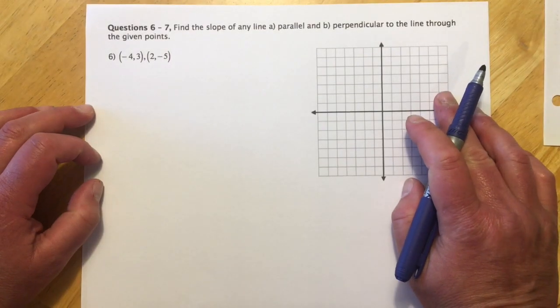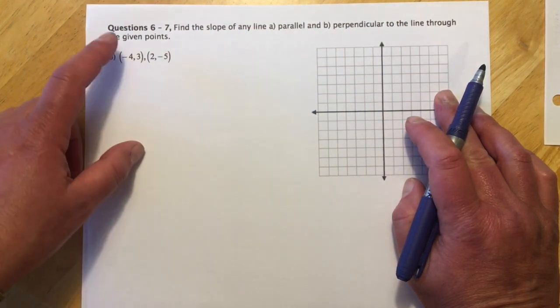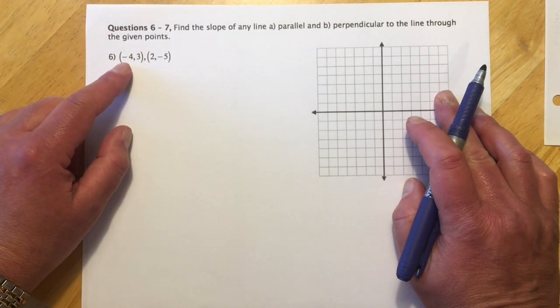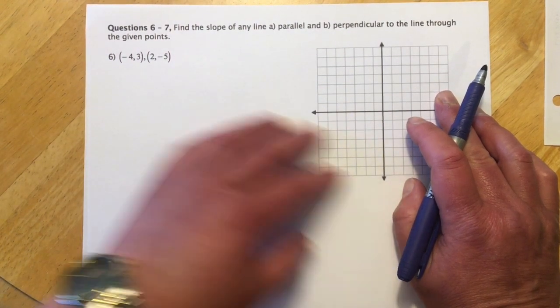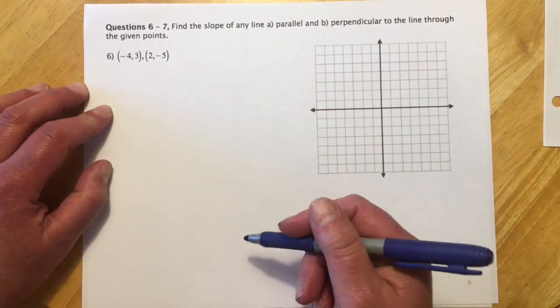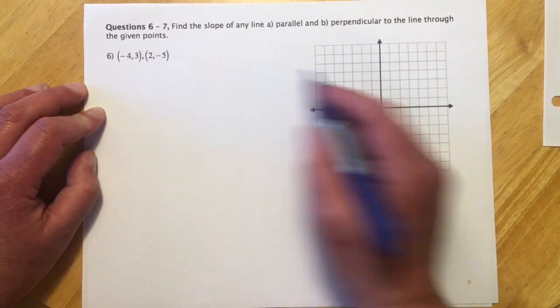Okay, so for this one, we're supposed to find the slope of any line, A parallel, B perpendicular, to the line through the given points. And then I guess you're supposed to graph it, because I put a graph over here, but I didn't actually write graph. So if we're going to find the slope of this, I'll do it both ways.